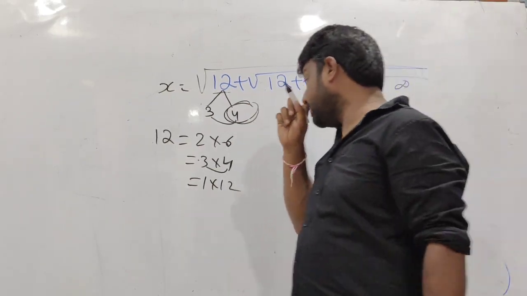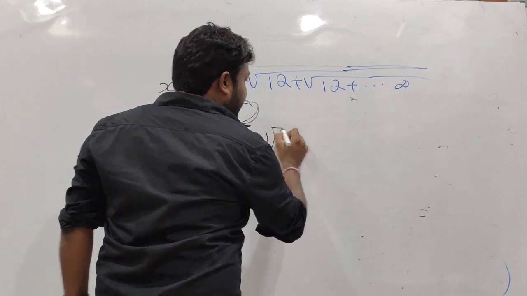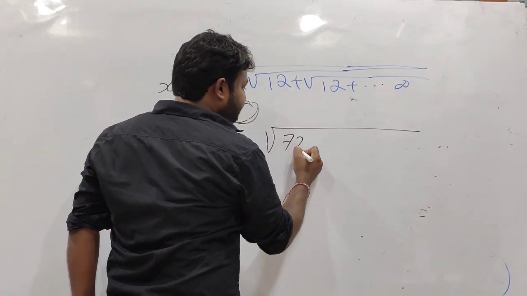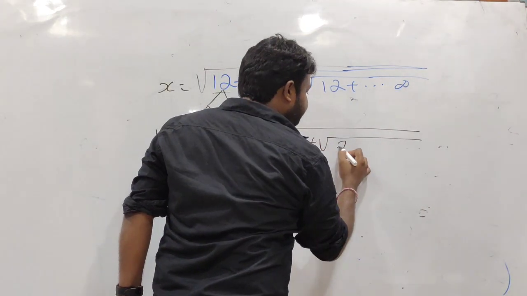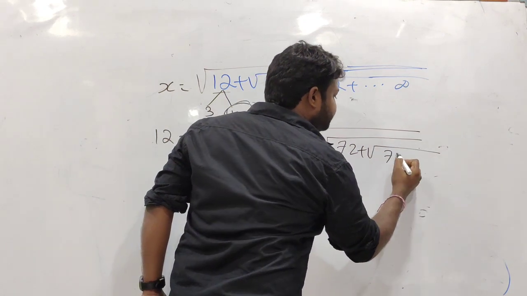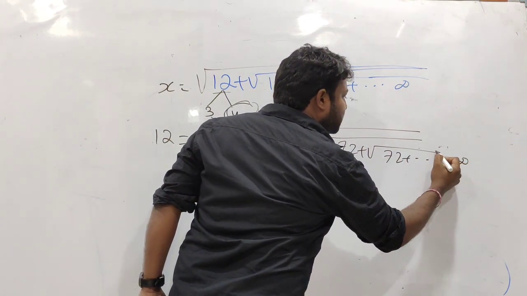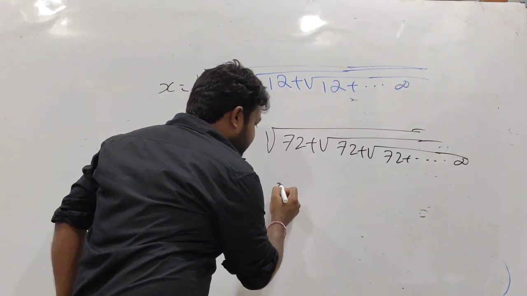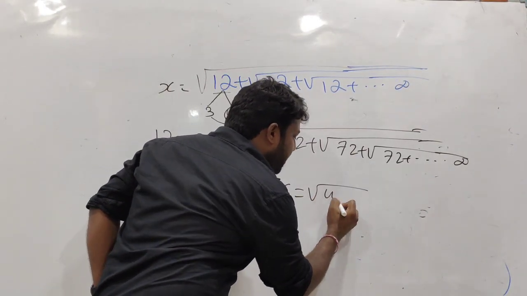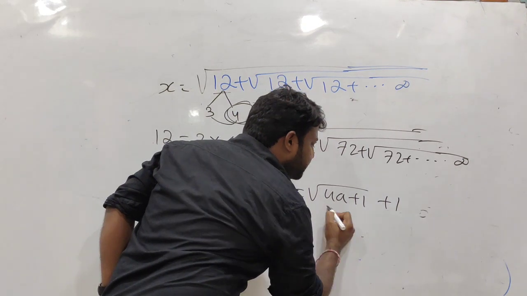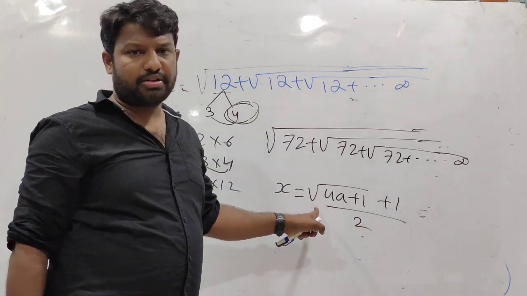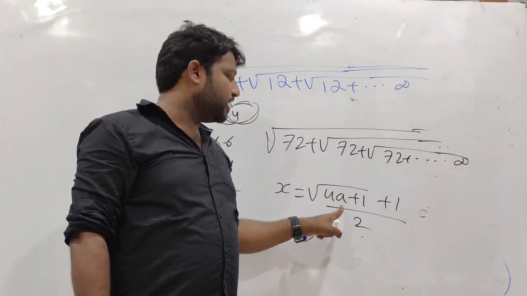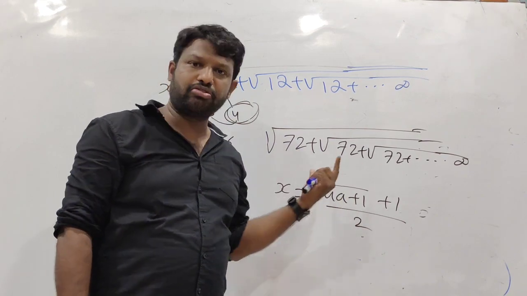Okay, understood? So I will take one more example. Suppose you have taken like this: root 72 plus root 72 plus root 72 plus so on up to infinity. Now the terms go up to infinity. One method is directly we can use the formula x is equal to root of 4a plus 1, plus 1, by 2. One formula: root 4a plus 1 plus 1 by 2. Substituting 72 for a and solving, you get the answer.